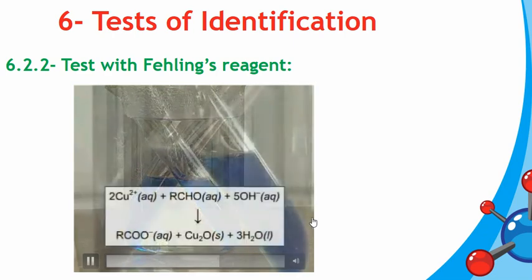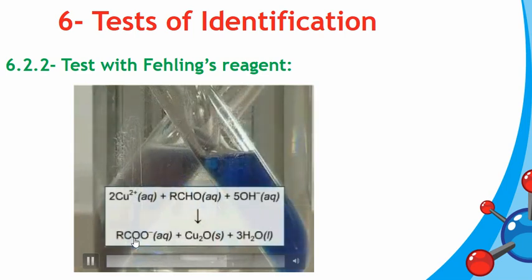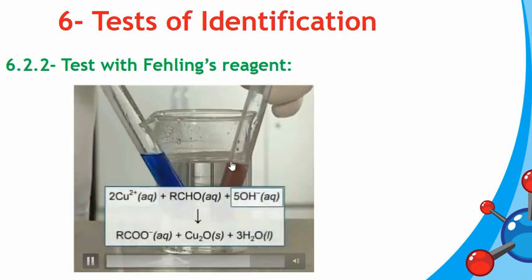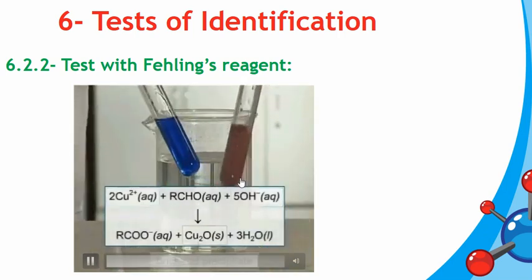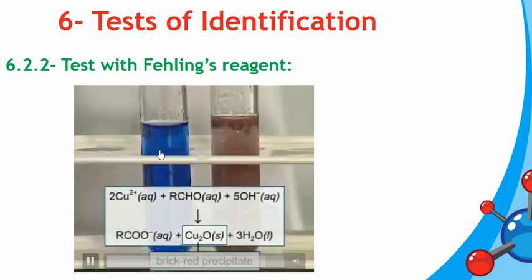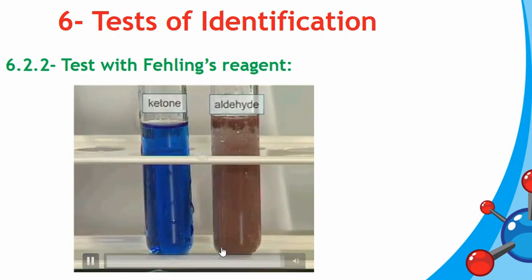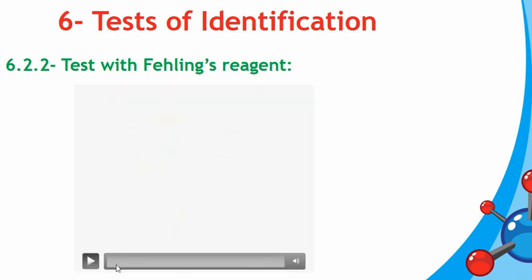After a certain time, the aldehyde is oxidized and Cu2+ is transformed to Cu2O, blue into brick red. This is in case of aldehyde, brick red color. In case of ketone, it remains blue. After a while we observe the brick red precipitate.